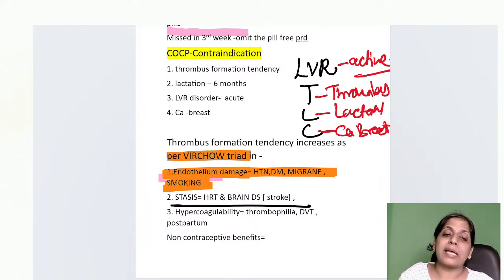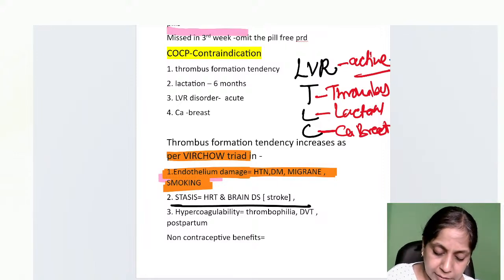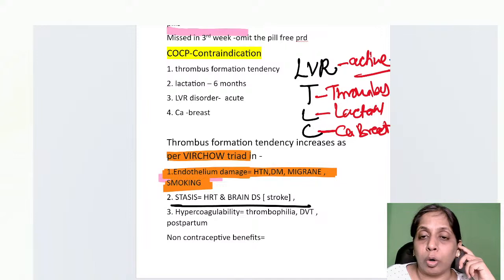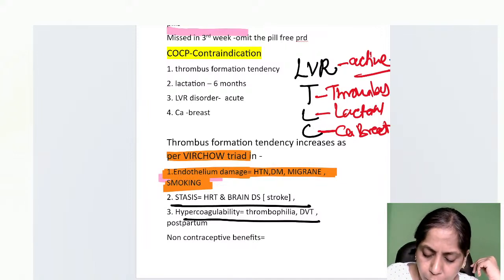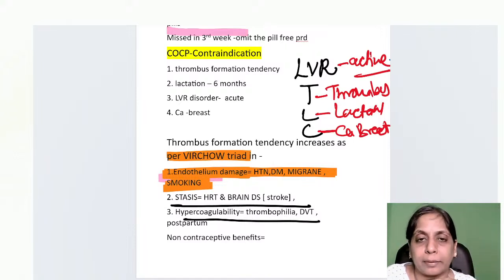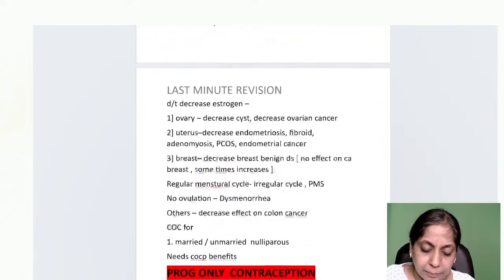So if the patient is having any heart and brain diseases, please don't start the OCP pills. Patient will die of thrombus. Hypercoagulability problem is seen in the postpartum phase, DVT and thrombophilia. What are the non-contraceptive benefits?